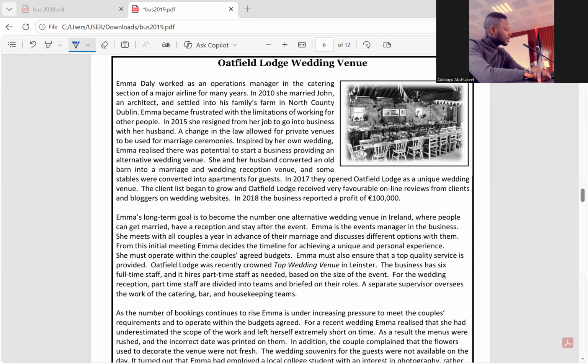A change in the law allowed for private venues to be used for marriage ceremonies, inspired by her own wedding. So she was inspired by her own wedding. That's inspiration there, you know. Okay, Emma realized there was potential to start a business providing an alternative wedding venue. So she saw that there's a gap in the market. So there's an opportunity to start her own wedding events. So that's innovation. As an entrepreneur, you find the gap in the market and you create a business out of it. Are you with me, please? Okay.